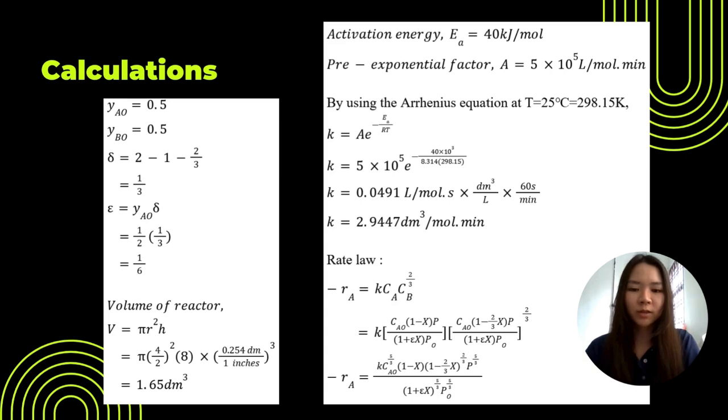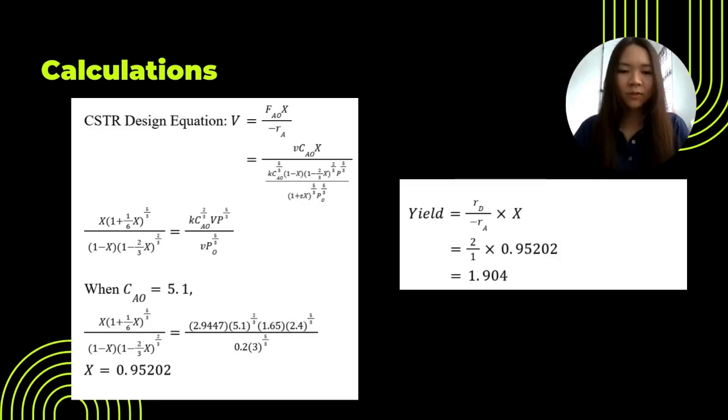The volume of the reactor is calculated by using the formula of the cylinder, which is pi r squared h. Activation energy and the pre-exponential factor are given, so we can use the Arrhenius equation to find the value of K. The formula of the concentration is substituted inside the rate law equation. After that, the rate law equation will be substituted inside the CSTR design equation to form a new equation.